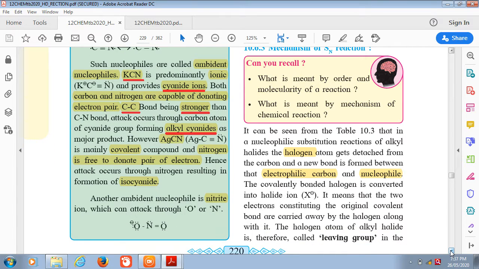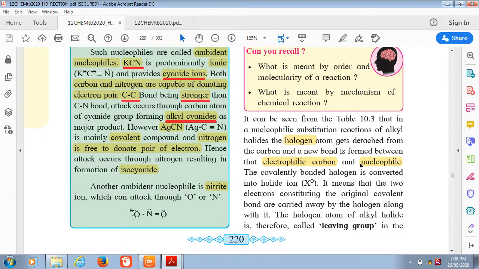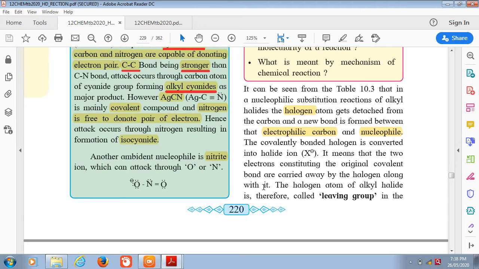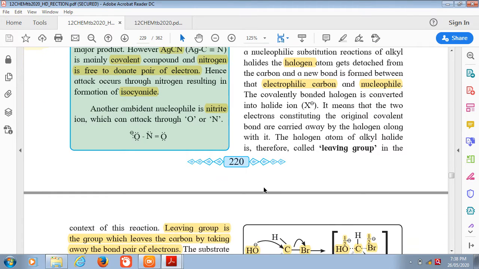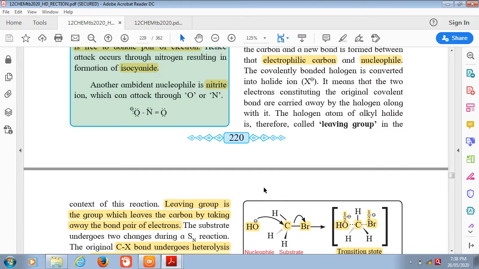So these reactions are nucleophilic substitution. The halogen atom gets detached from the carbon and a new bond is formed between that electrophilic carbon and the nucleophile. So the covalently bonded halogen is converted into its halide as a leaving group, and it reacts with the positive part of the reagent and that gives a byproduct.